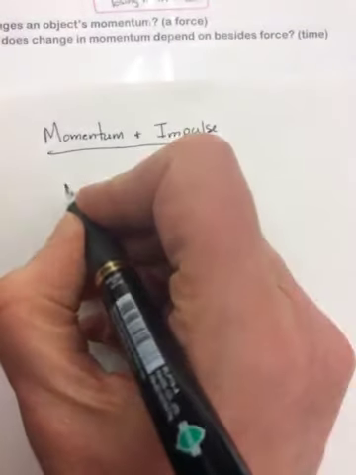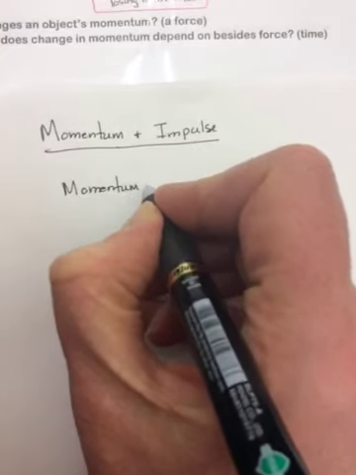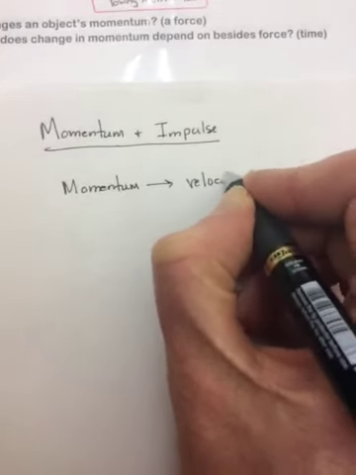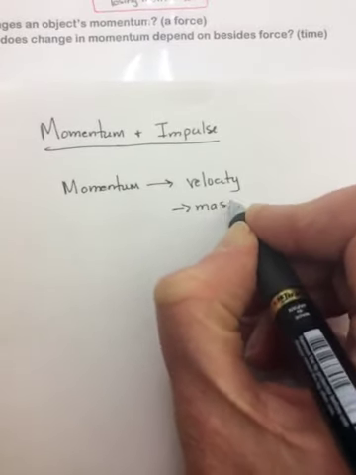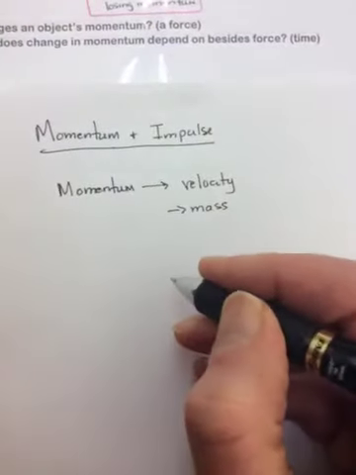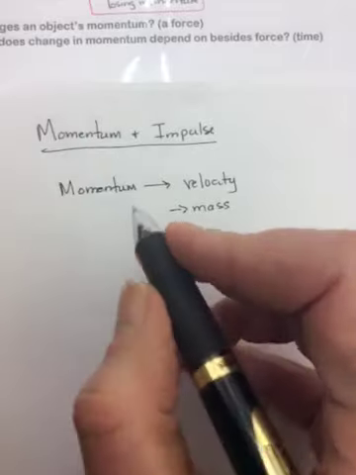So first, momentum. The momentum of an object is dependent upon the object's velocity and mass. Momentum is a vector. It's connected to the object's inertia, okay? And you often hear people saying it had too much momentum to stop.